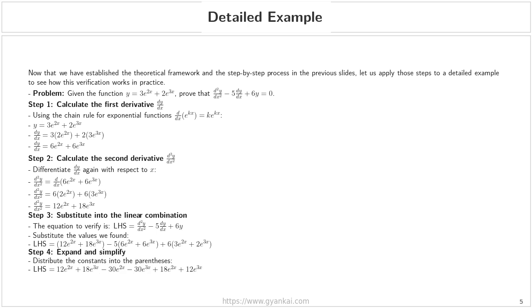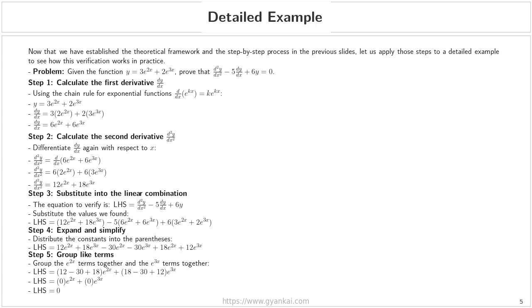In step 4, we expand and simplify. We distribute the constants into the parentheses. This gives us 12e to the power of 2x plus 18e to the power of 3x minus 30e to the power of 2x minus 30e to the power of 3x plus 18e to the power of 2x, and finally plus 12e to the power of 3x.